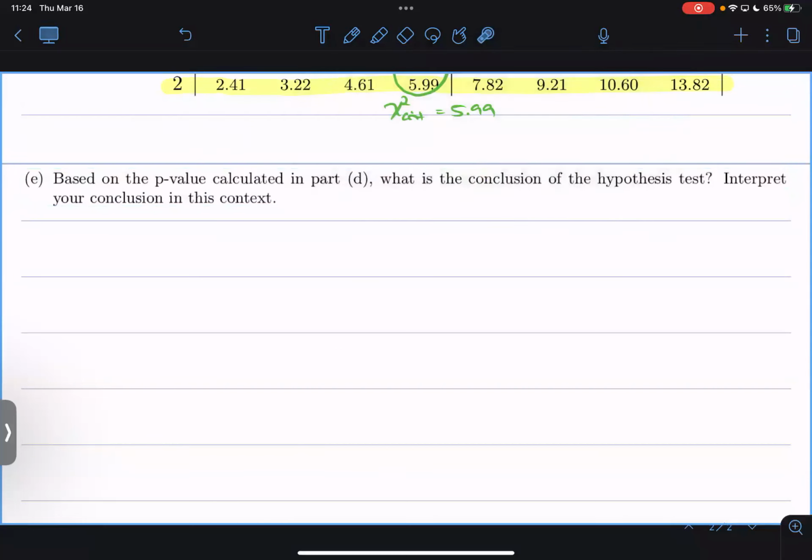So based on the p-value calculated in part D, what's the conclusion of the hypothesis test? Interpret your conclusion in this context. We shouldn't have to say that, right? If I ask you for a conclusion, you should probably do all the parts. There are 3 parts. Compare your p-value to your alpha level, then tell me what that means in terms of H naught, and then what does it mean in terms of the question? So this is basically step 4 of your hypothesis test, which is your conclusion.